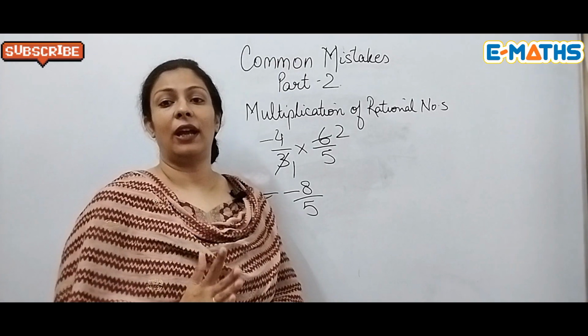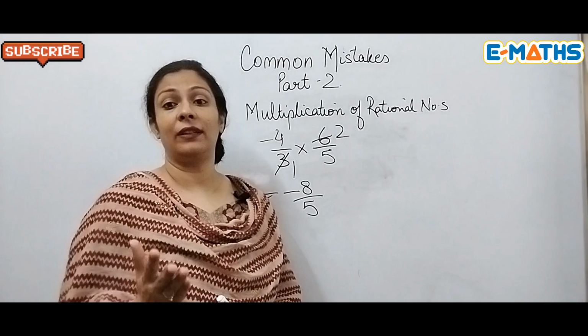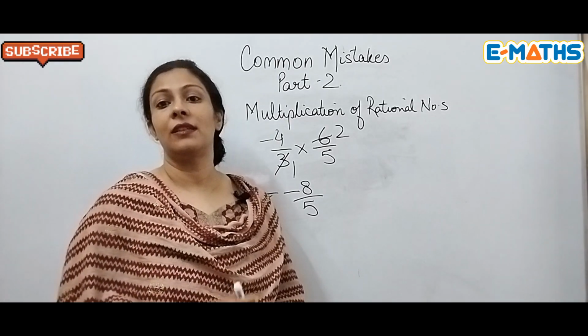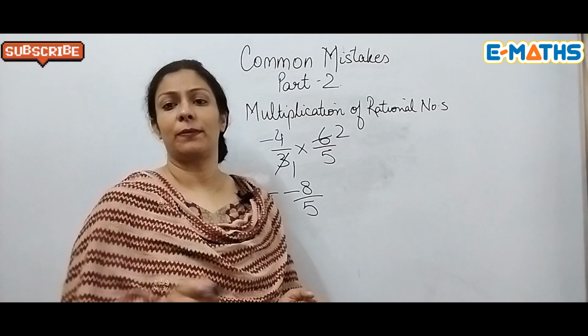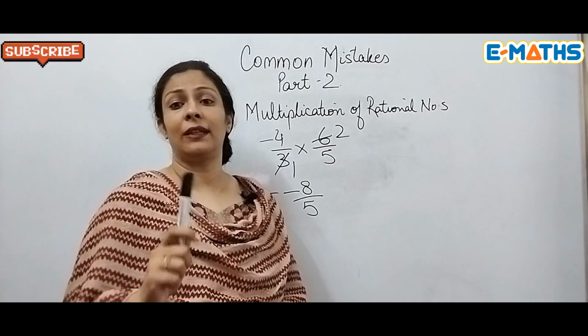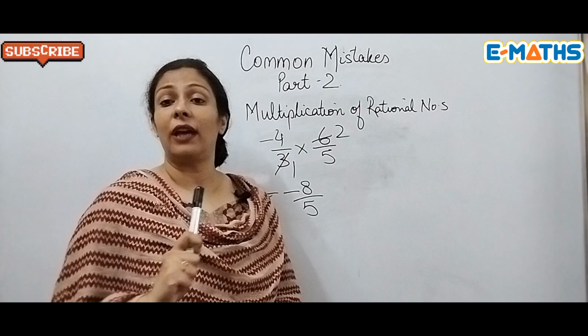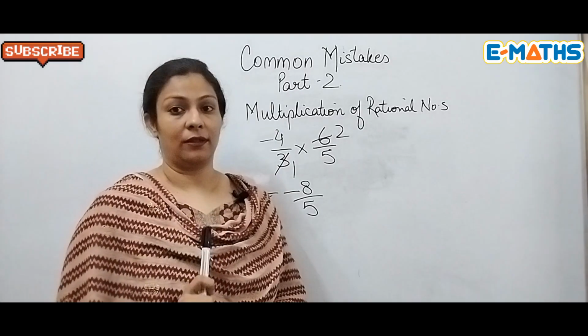LCM is meant only for addition or subtraction, and only when there are unlike terms. Otherwise, if they are like rational numbers, you can simply take the numerators and add or subtract them. Denominator will be taken as a common thing. You will not add or subtract the denominators.